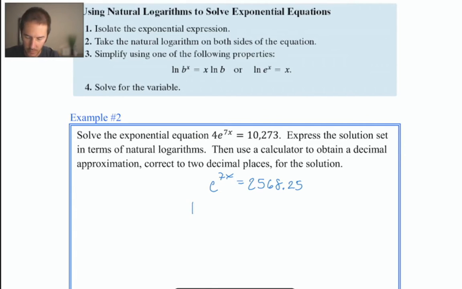So I'm going to write out all of my work here. So first I'm just writing in that I'm taking the natural log of both sides.